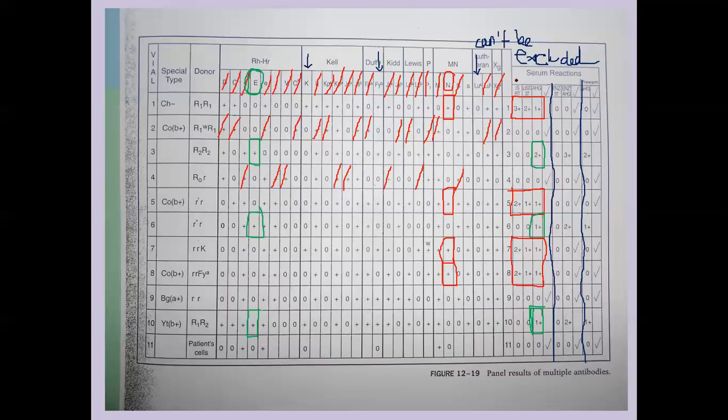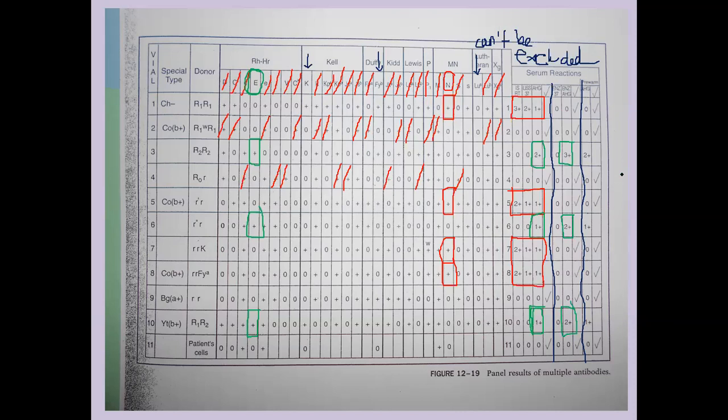So what they went ahead and did next was repeat the panel using enzyme treated cells. And so we see the results of the enzyme treatment in this middle column here. And the first thing that we should notice is that the reactions with cells 1, 5, 7, and 8 are now eliminated. Okay, they are eliminated. We see that they are no longer there. So the reactions that are still showing up, I'm going to block them out in green, are these three. Okay?